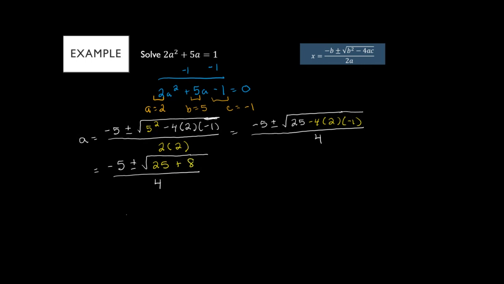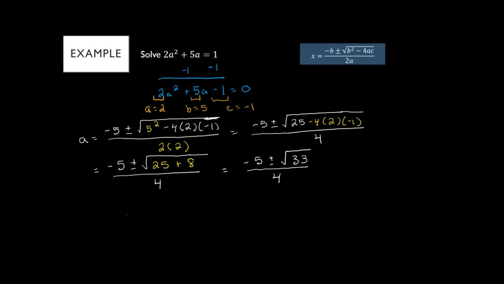So next is to add 25 and 8. So that's -5 plus or minus, and that comes out to 33. So we have the square root of 33 over 4.